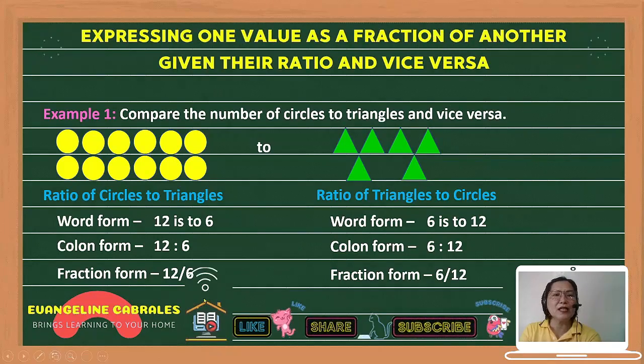Okay, malinaw na? So, these are the 3 ways of writing ratios. Una, word form, ginagamitan ng is to. Colon form, ginagamitan ng colon na ang basa pa rin ay is to. And fraction form, fraction tingnan, pero kung basahin pa rin ay kagaya ng pagbasa sa word form at colon form. At tandaan din kapag sinabing vice versa, binabaligtad lang yung terms. Okay?